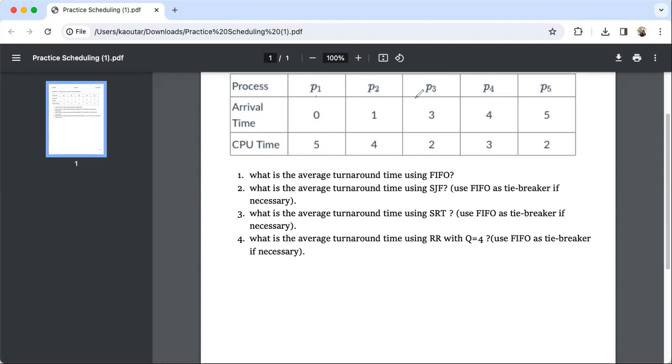For instance, I'm going to give you such a workload where we have here 5 different processes along with their arrival times and CPU times. And then I'll ask you to calculate the average waiting time and turnaround time using different CPU scheduling algorithms. So for example, the first one, which is first in, first out, or first come, first serve.